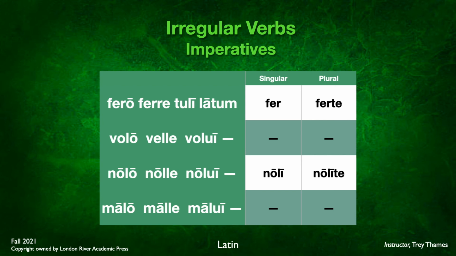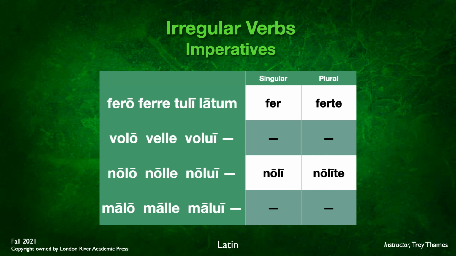Here's how you form the imperatives for the irregulars. I went ahead and included fero, ferre, tuli, latum, just because I wanted to include it as part of the group here, because we did study it a chapter or two ago, and I don't think I included that in the video. But the imperative singular is just fer. We drop the re infinitive ending, so it gives you fer. That's the typical rule that we've had before. And then we add te for plural.